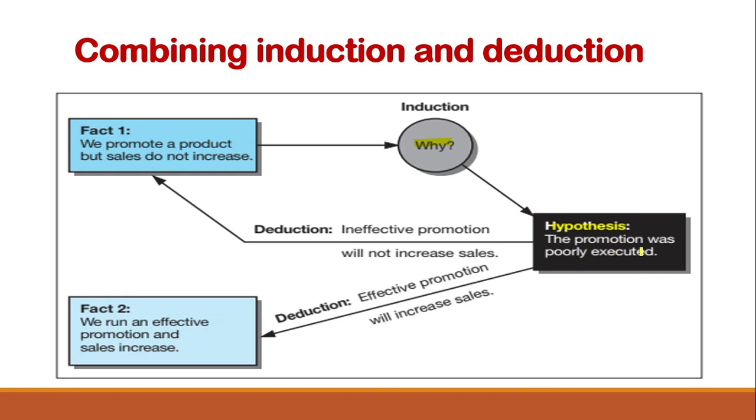Then you use this hypothesis to conclude, and this conclusion is basically deduction, that sales will not increase if there is a poor execution of promotion. And then your second deduction is that we need an effective promotion strategy to increase the sales. And this converts into fact 2: run an effective promotion and sales will increase.